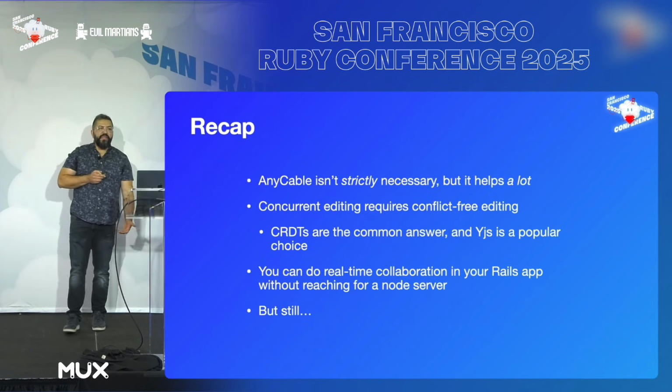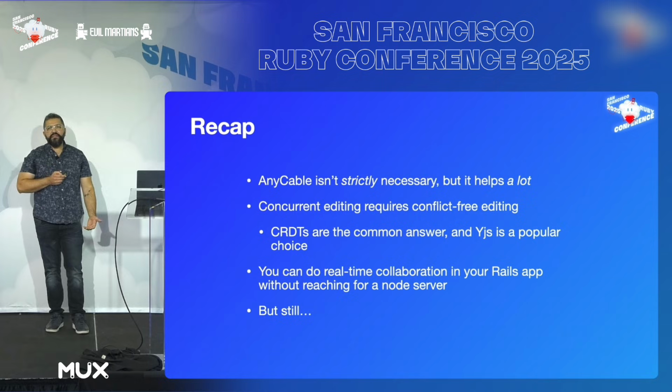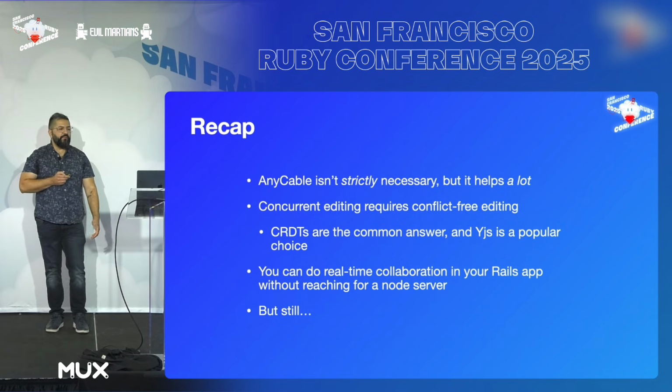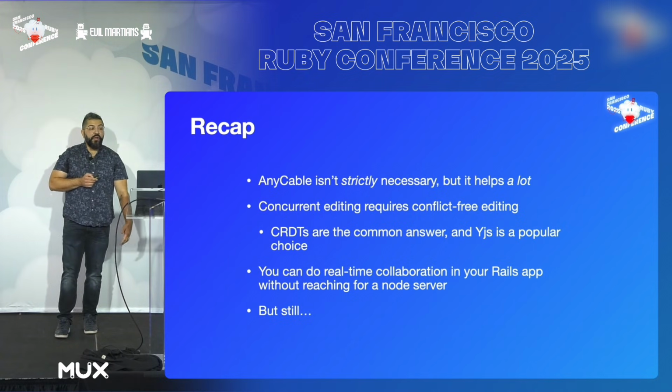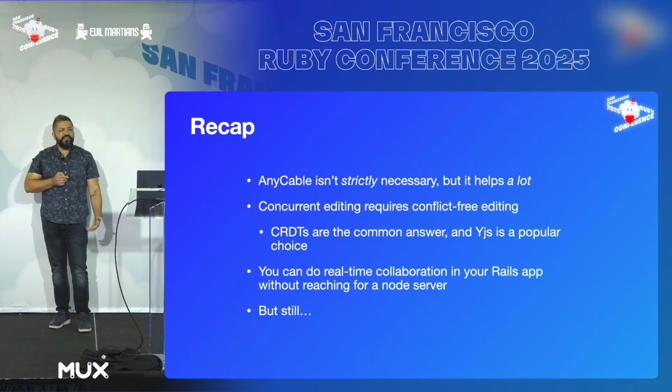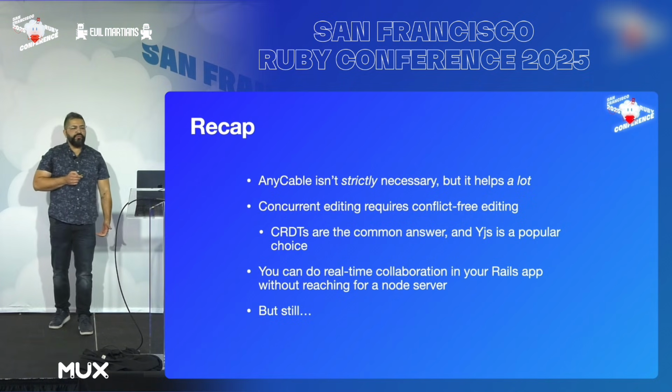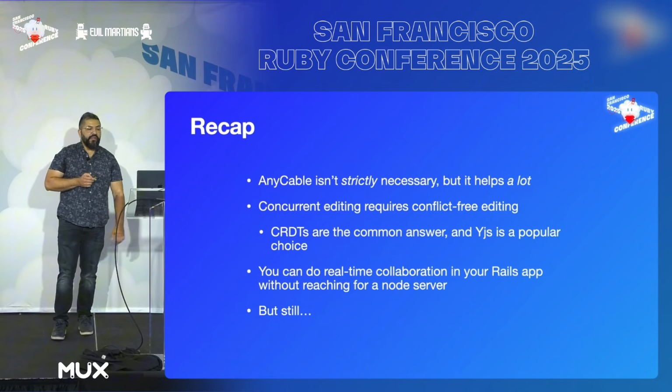So to recap, AnyCable isn't strictly necessary, but it does help a lot with real-time collaboration. It's been very beneficial for us. Concurrent editing requires conflict-free convergence; I put editing there by mistake. CRDTs are the common answer, and YJS is a popular choice. And you can do real-time collaboration in your Rails app without having to reach for a Node server, which was kind of a non-starter for us.